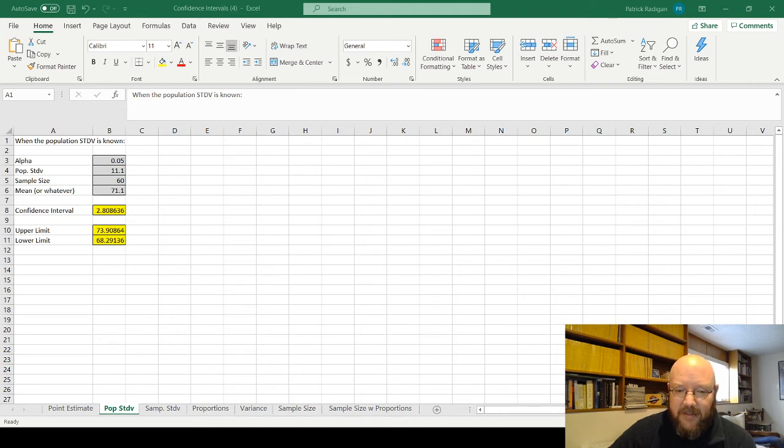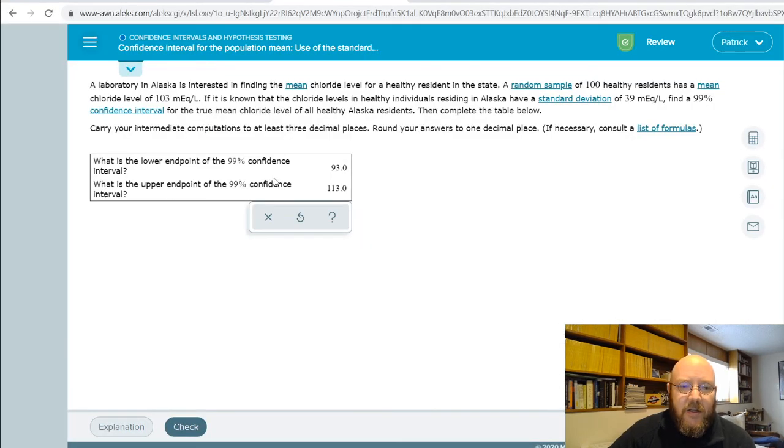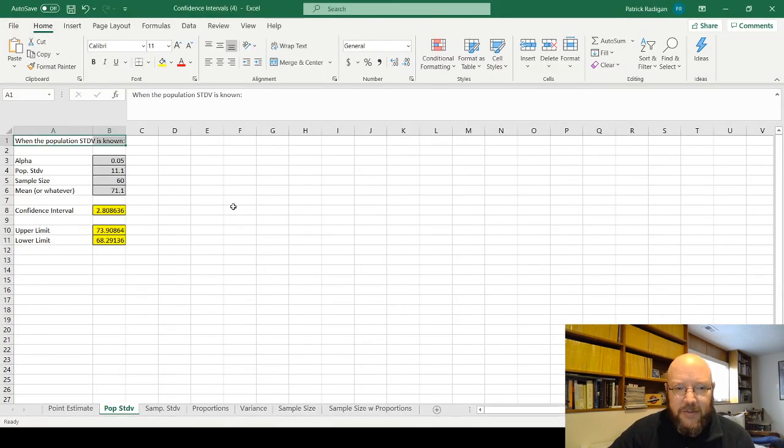So if we go back to the problem, it wants 99% confidence. So I'm going to write all this stuff down. It wants 0.99. Our sample size is 100. Our mean x bar is 103, and then our sigma, our population standard deviation, is 39. Those are all the pieces of information that you need in order to do this problem. So let's head back over to the spreadsheet and punch all that in here.